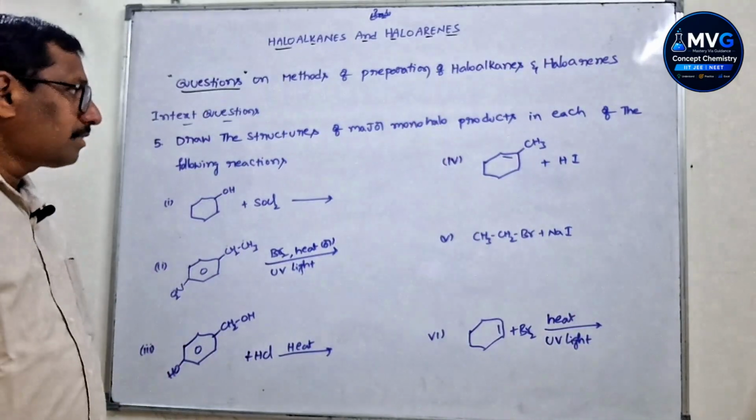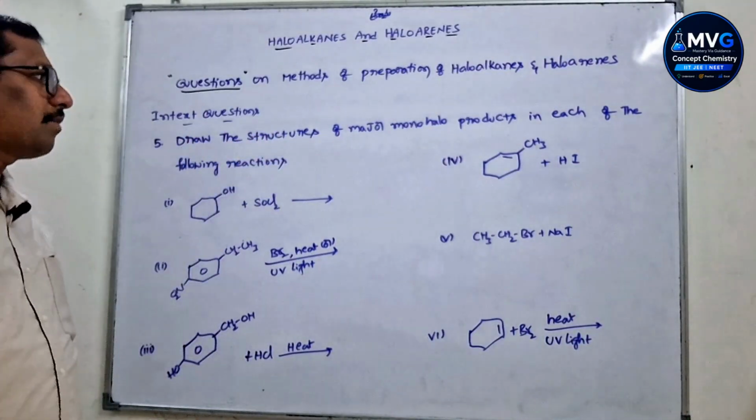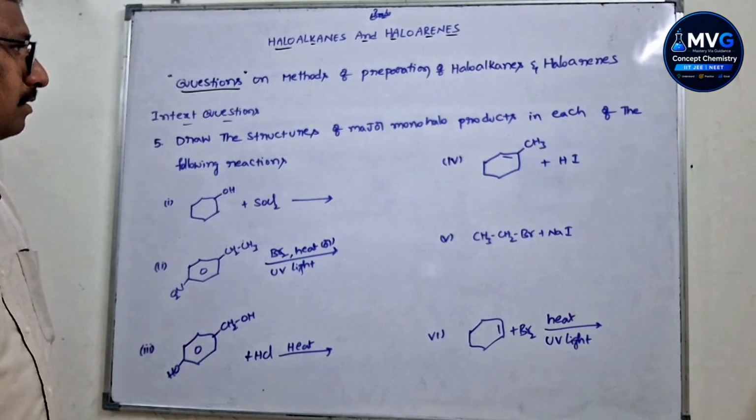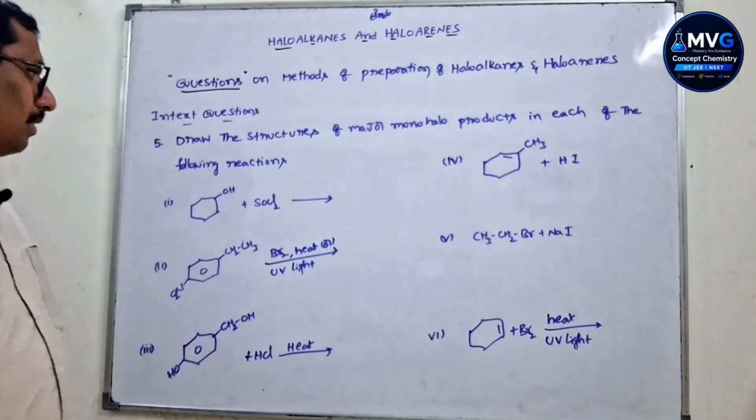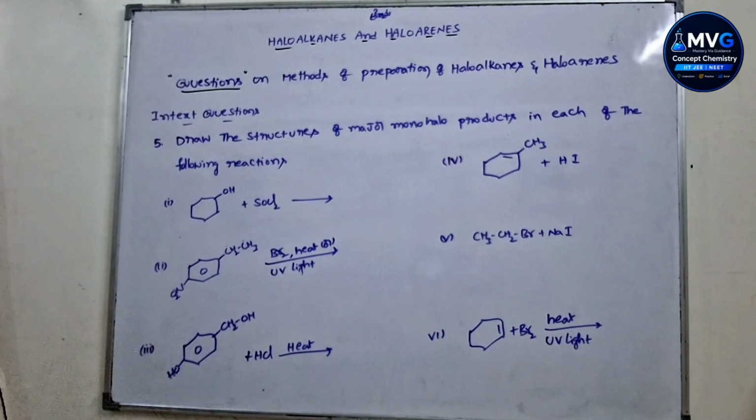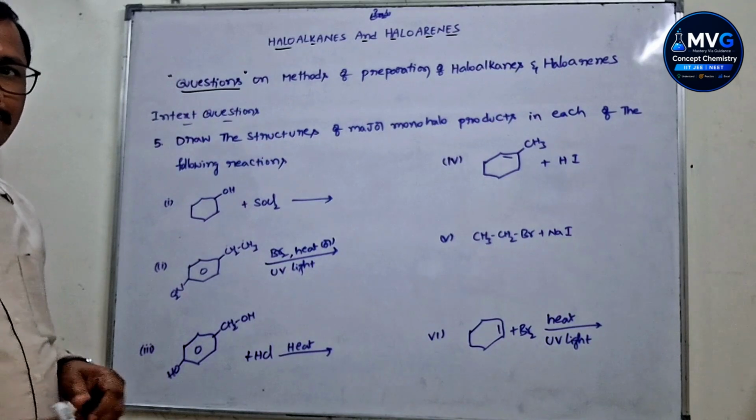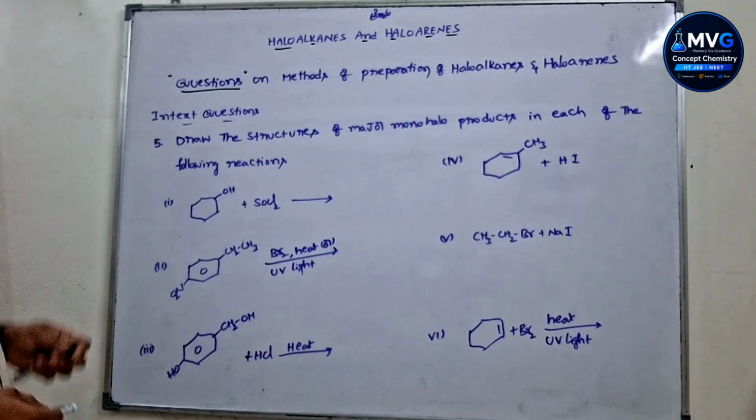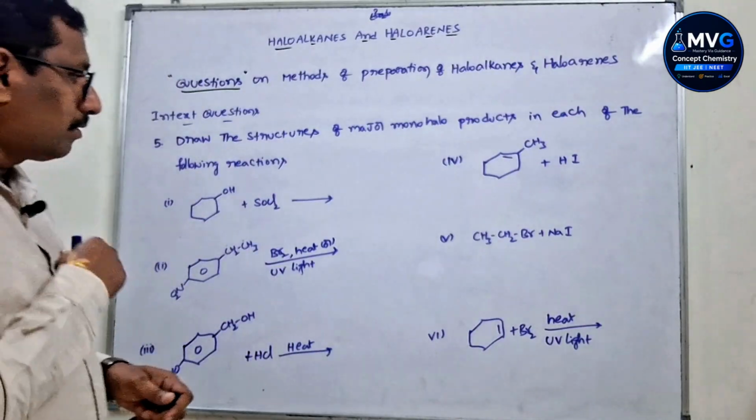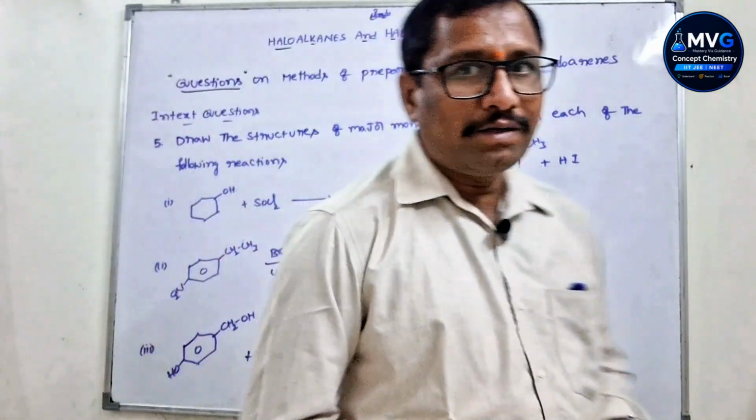Next, these reactions, students, they are given here. Draw the structures of major monohalo products in each of the following reactions. Here they have given the equations. According to that, we should write the product, students. Try, students. We already discussed the concepts previously. Once recall the concepts and try to write the products.